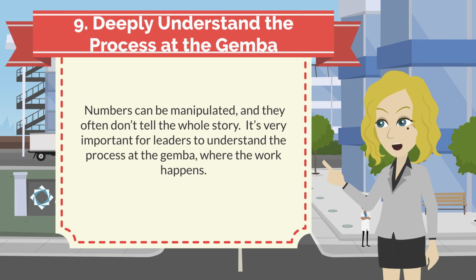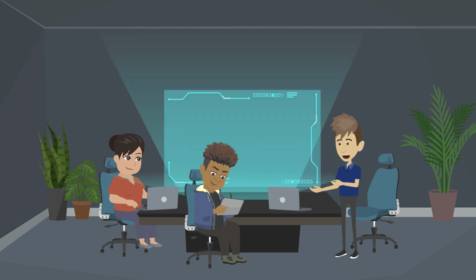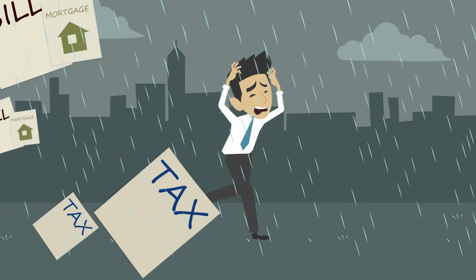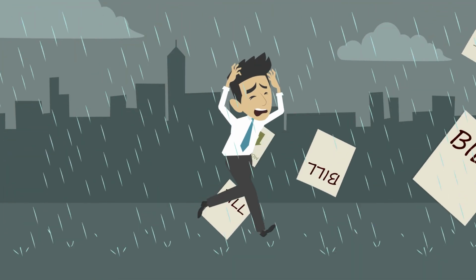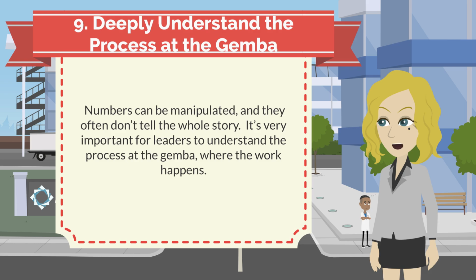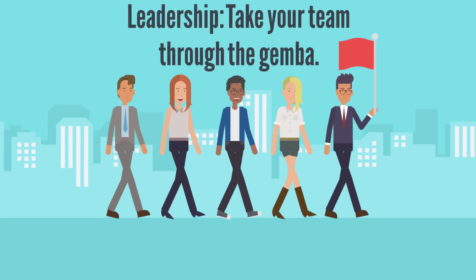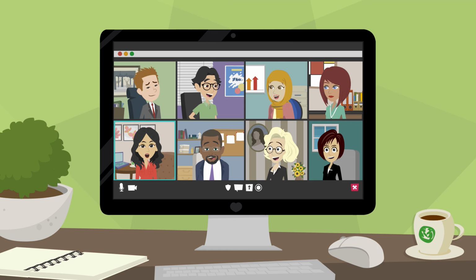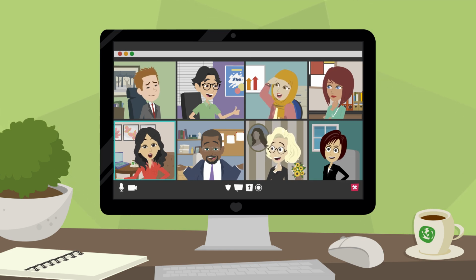Lean leaders need to deeply understand the process rather than just look at the numbers. Management purely by the numbers doesn't typically work in the real world. Numbers can be manipulated, and they often don't tell the whole story. They also don't connect leaders to their team members. It's very important for leaders to understand the process at the Gemba, where the work happens. Even if everyone on the team is working remotely, this can be done by connecting with your team and understanding the work. Again, humble inquiry is key.